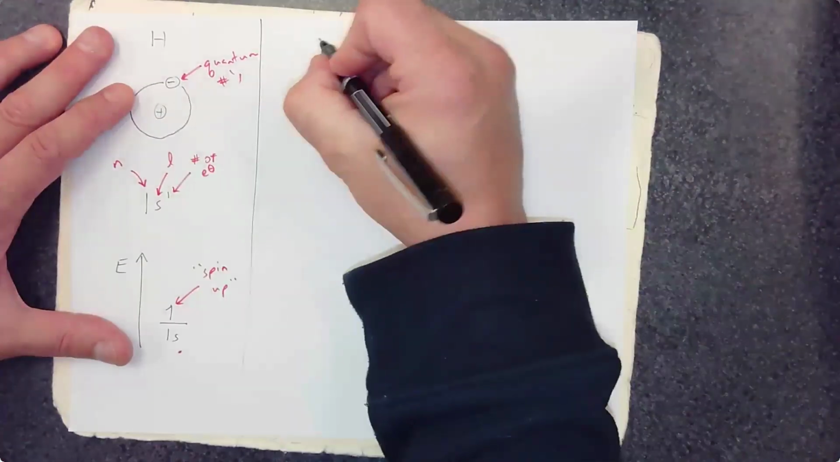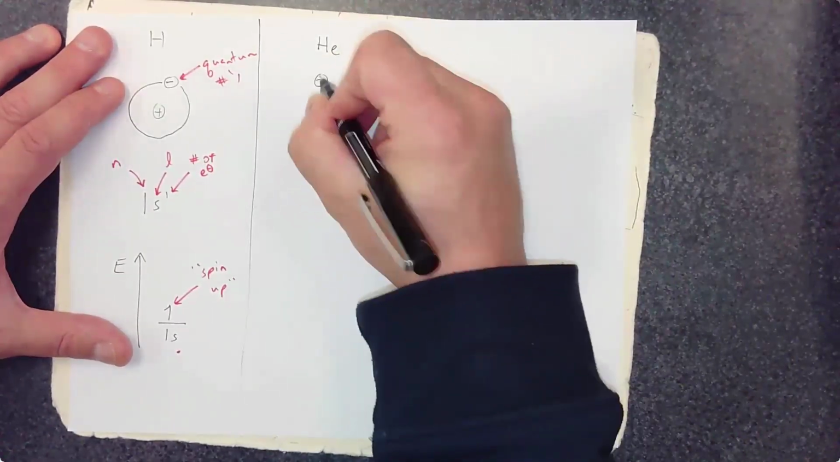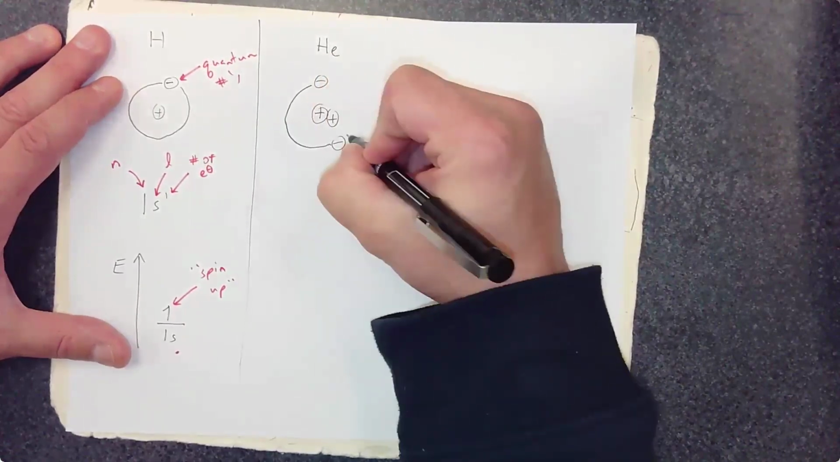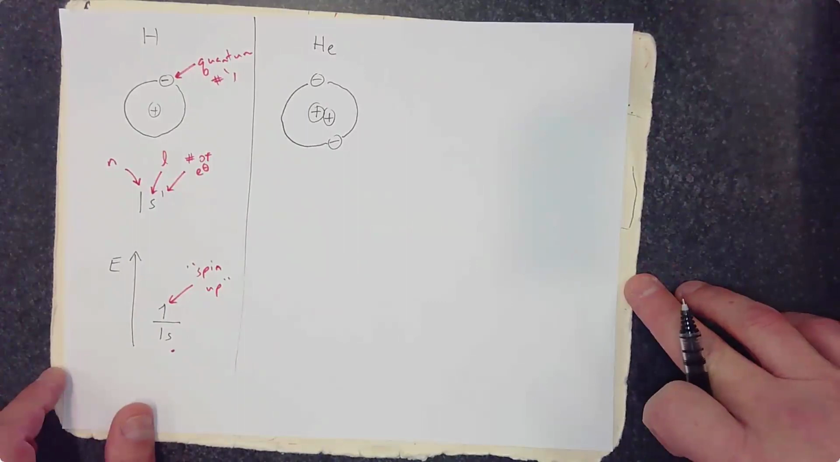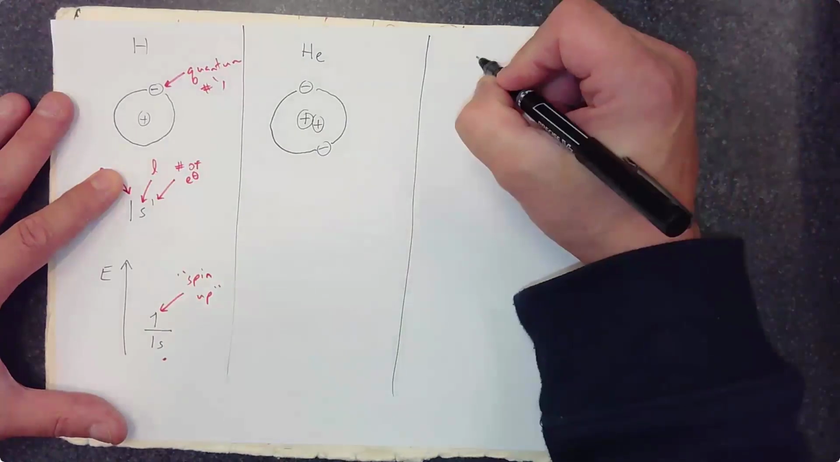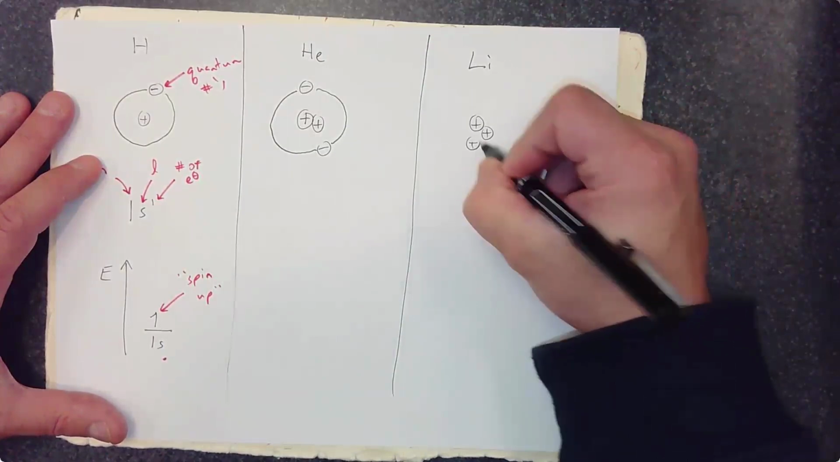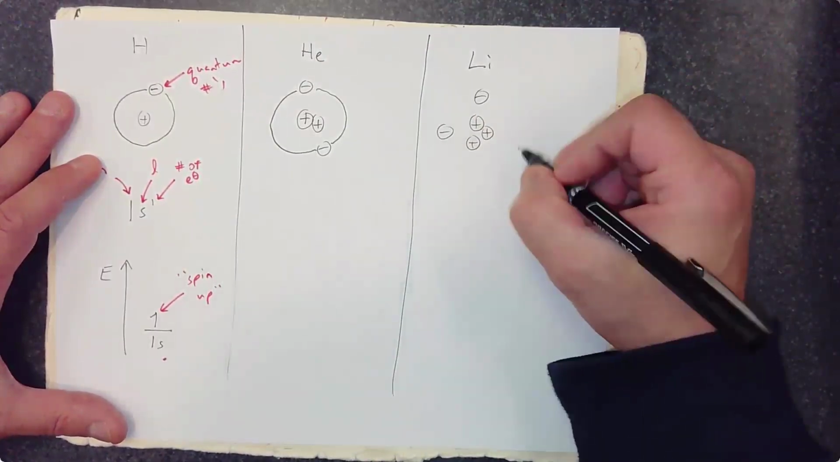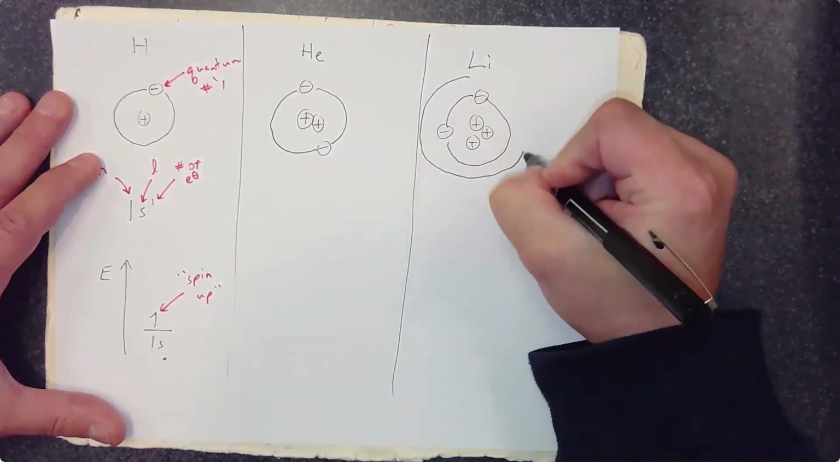Let's do the same thing for helium. So what do you think goes down here? Try to fill that in for just a minute. And then we'll do lithium, and then we'll move on. And of course, this is a real simple picture that we're drawing, a cartoony picture of our atoms.